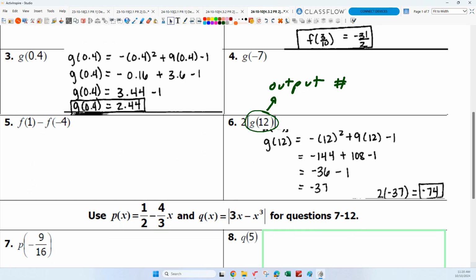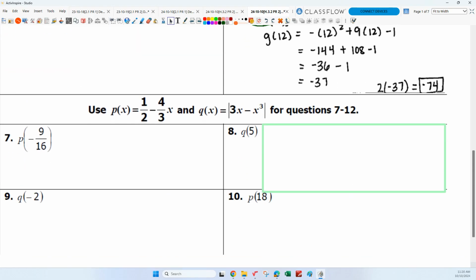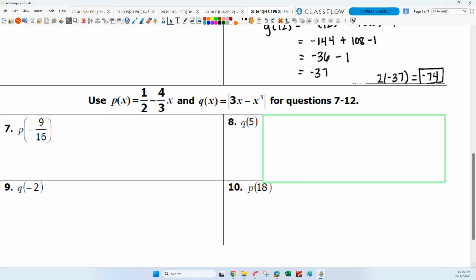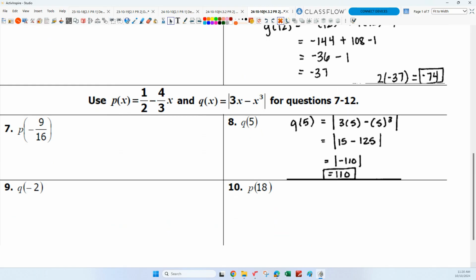How we doing? Good. And then even for weird ones like this, like look at q of x, the absolute value of 3x minus x cubed. It's the same stuff. I'm just going to input 5 for x and see what I get. I'm going to evaluate everything inside the absolute values, and it turns out that I get negative 110 inside the absolute values when I plug in 5. Absolute value makes it positive. Okay?